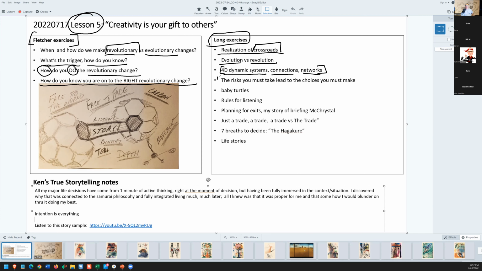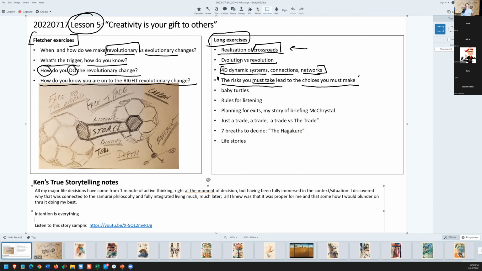This phrase came out of the session that really resonated. And that was, when you think about yourself being at an important crossroads, that the risks you must take, and that's a choice. You decide that there is a risk that you must take. That's going to lead to the choices you must make.